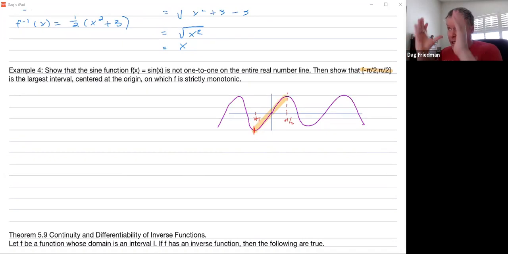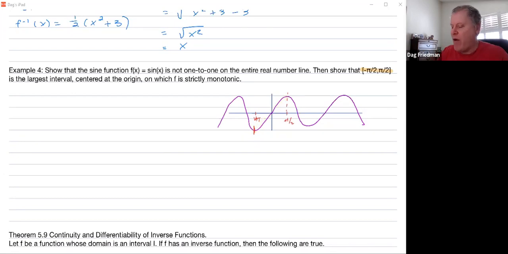Therefore, for that specific domain, from negative pi over 2 to pi over 2, it's monotonic, okay? So if I were to restrict the domain of the sine function, if I were to say, okay, I'm going to look at the sine function, but only from negative pi over 2 to pi over 2, and I ask, if I restrict the domain, is the inverse a function? Yes, it is, as long as that domain is restricted. It's not a function for the entire domain of the sine function, but just for that piece, the inverse is a function.